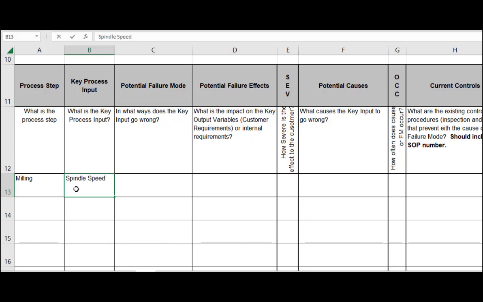What potential failure mode? What will be the potential failure of the spindle speed in the milling? In what way will the key input go wrong? What is the possible failure for the spindle speed in the milling process? For example, it might be too fast. If too fast, it will damage the tools. So this is the milling process. What else?